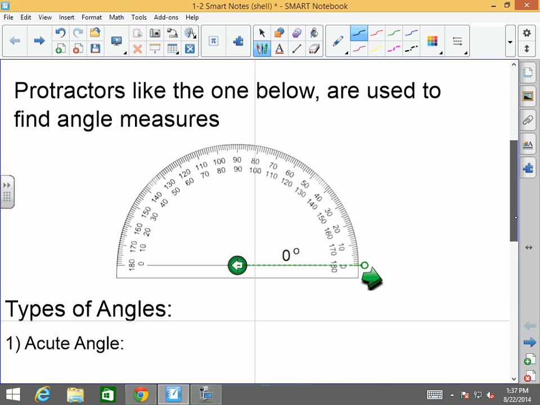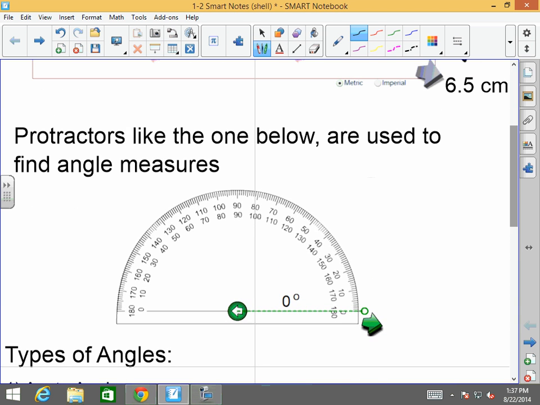Then we discussed protractors. Protractors, like the one below, are used to find angle measures. Instead of showing you how to go through it again, I'm going to show you the different types of angles that we discussed yesterday via the protractor. So an acute angle, we said yesterday, gentlemen, was an angle that is less than 90 but greater than 0.